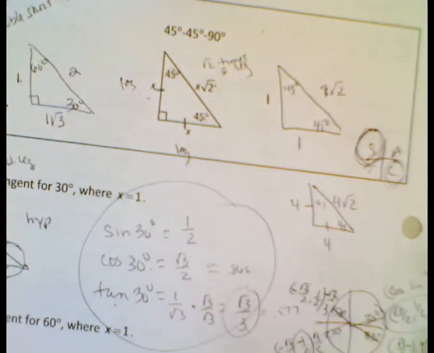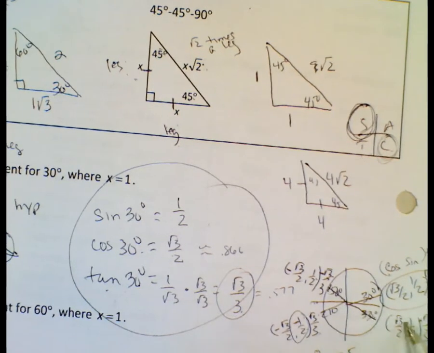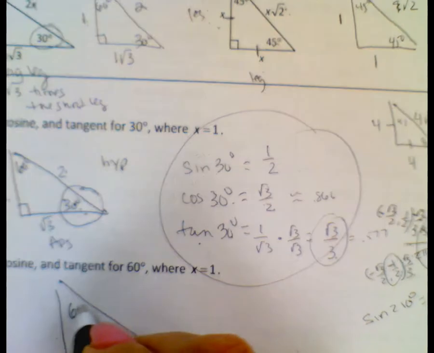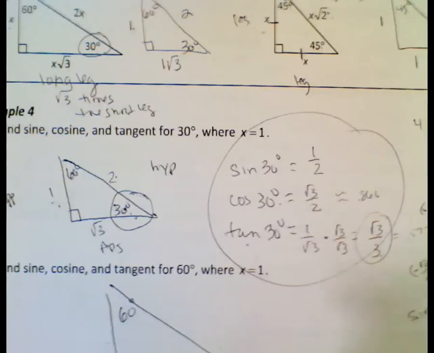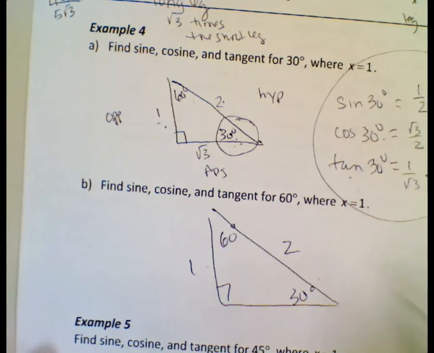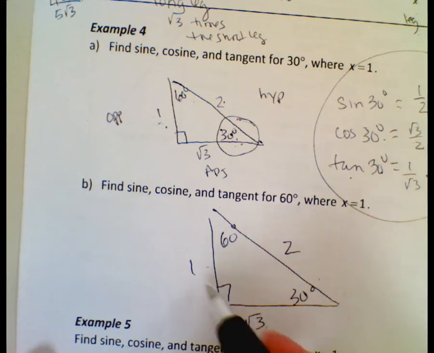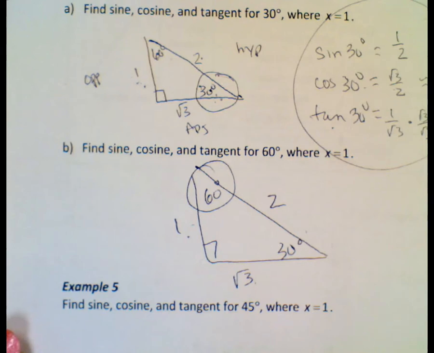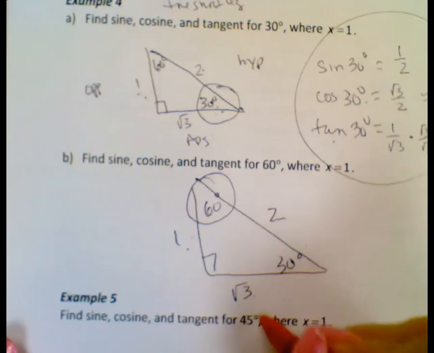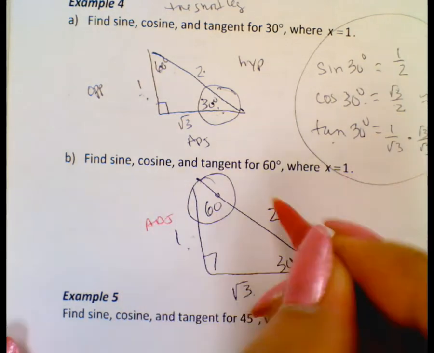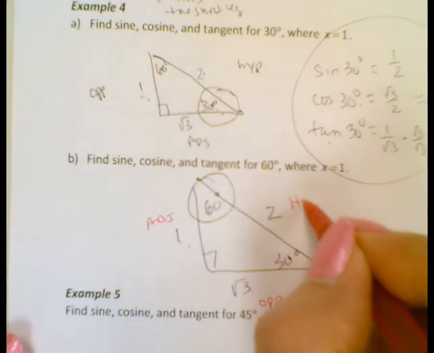These three values actually appear four times in the unit circle. So let's do a 60. 30, 60, 90. Remember, 30 has a 1. The hypotenuse is double that. The long leg is radical 3 times the short leg. So there are your sides. But this time we're going from 60, so circle 60. Across from 60 is the opposite. Next to 60 is the adjacent. And the 2 is always the hypotenuse.